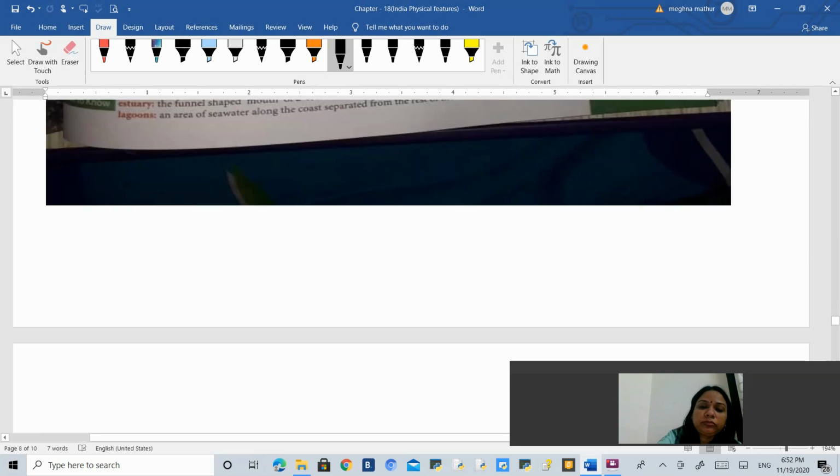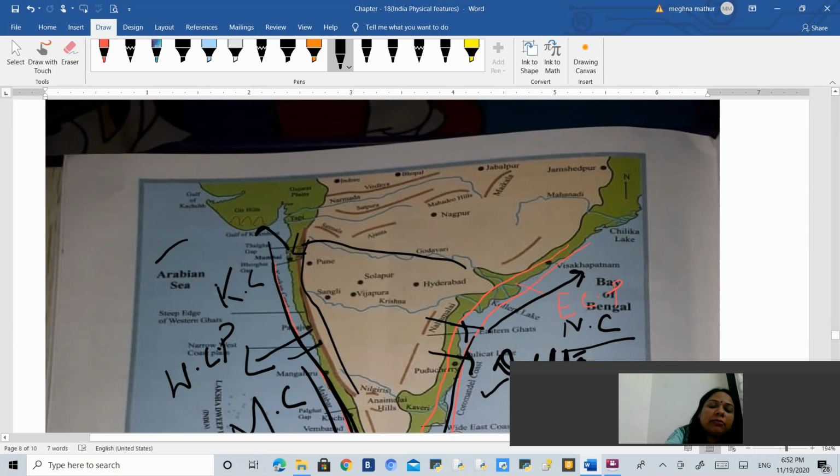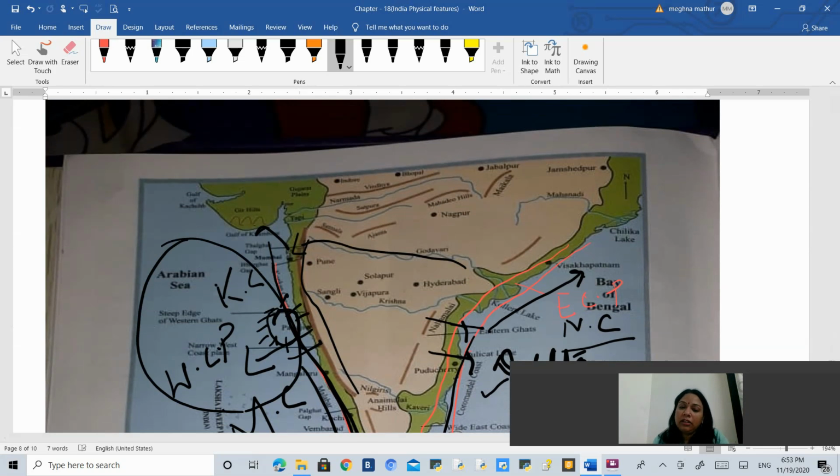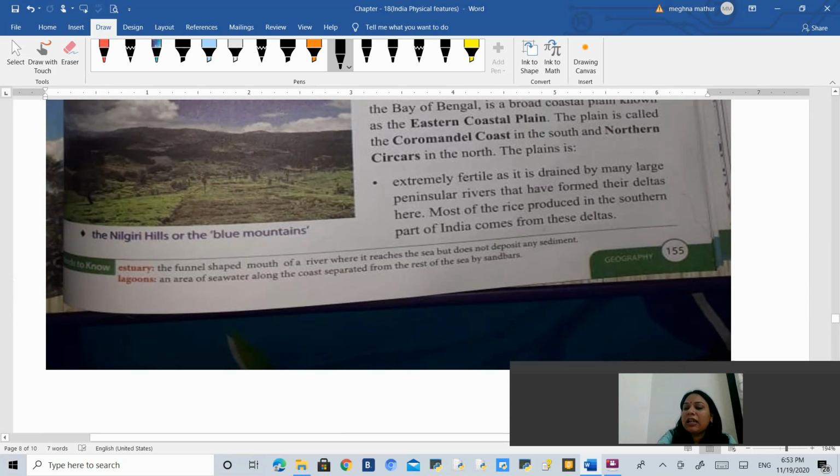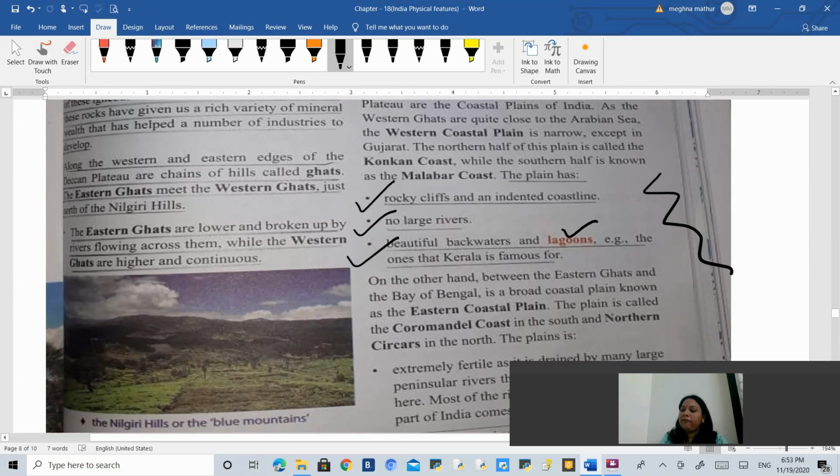Now what is a lagoon? See, this is the Arabian Sea. If some part of the Arabian Sea is trapped, a sandbar is formed and this water is trapped near the land area, that is called a lagoon. Sometimes sea water is trapped when the sandbar is formed, and this trapped water is called a lagoon. You can find very beautiful lagoons in Kerala, which is famous for its Kerala backwaters. So that is about the western coastal plain.